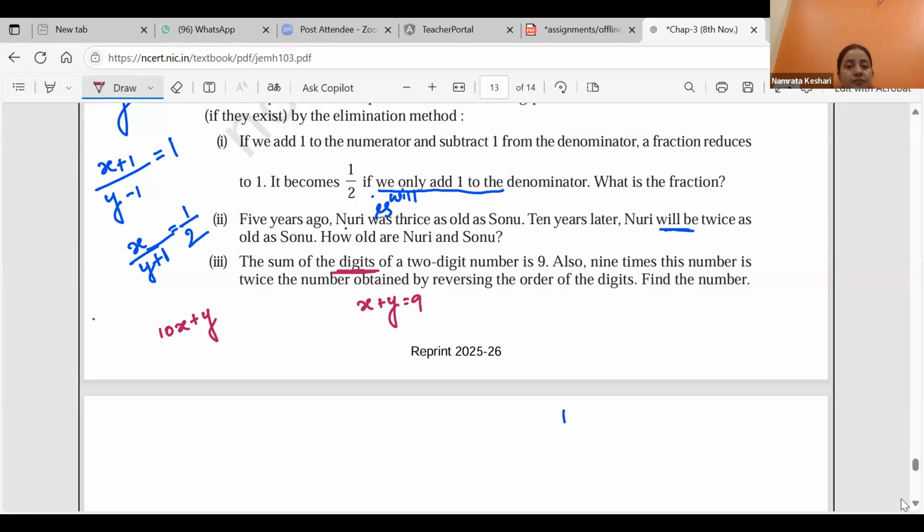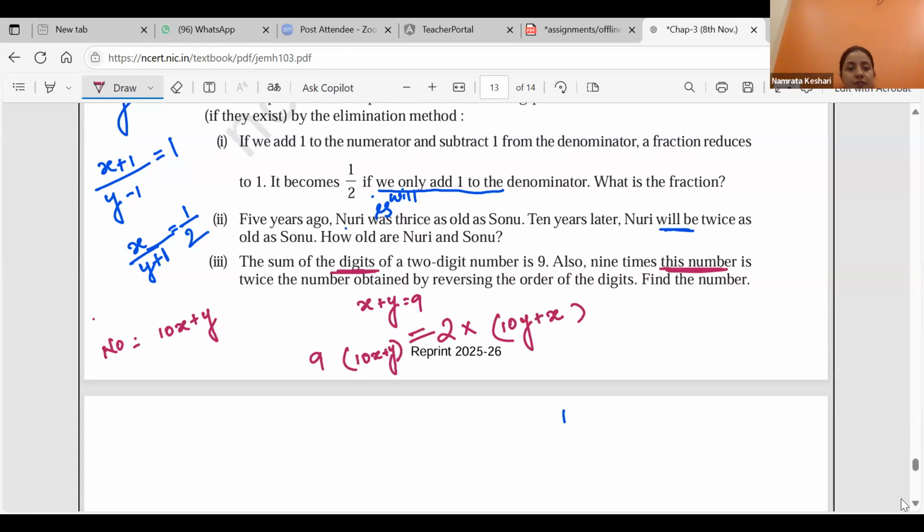Making sense? Yes, ma'am. Okay, the next statement says that 9 times this number. This number means the number which you have assumed. According to our assumption, the number is 10x plus y. So it says that 9 times this number, 10x plus y, is equal to, twice means 2 times, the number obtained by reversing the order. We have assumed x at the tens place, y at the ones place. Now we will take y at the tens place, x at the ones place. Clear?